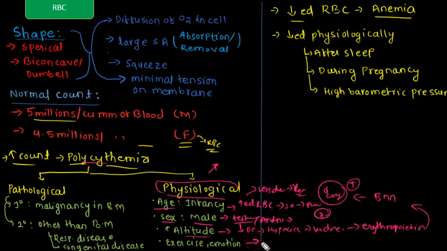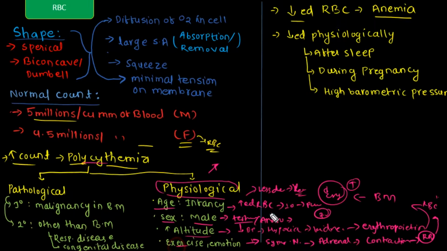So exercise and emotion. Exercise and emotion can stimulate the sympathetic nervous system. When the sympathetic nervous system is stimulated, it releases adrenaline from the adrenal medulla, and that will cause the contraction of the spleen, and that will release the stored RBC into the circulation, in a way increasing the RBC count in our blood.